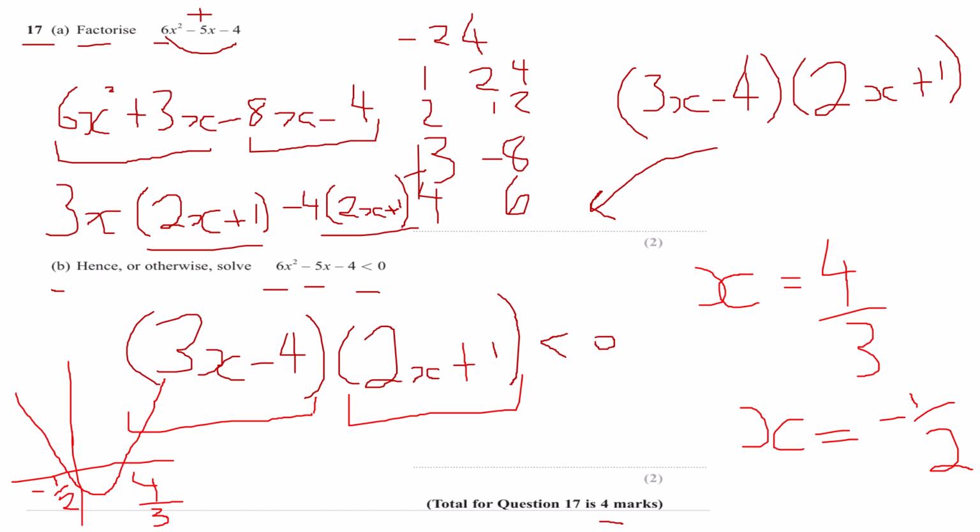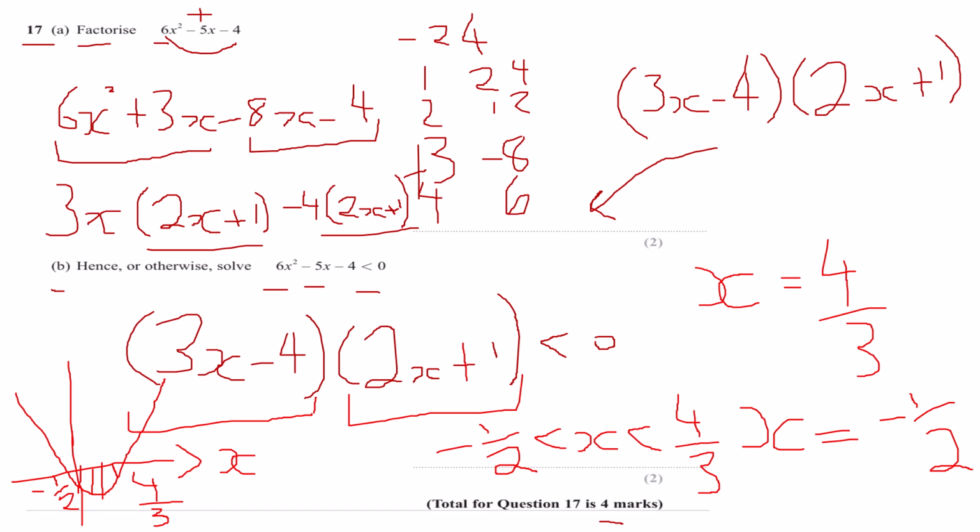So when is this quadratic less than 0, in other words, when is it below the x-axis? Well, it's below it in this interval here. So it's below the x-axis between minus a half and 4/3. That is the solution to my quadratic inequality, for GCSE 9 to 1 maths.